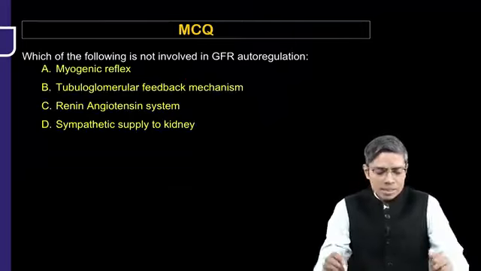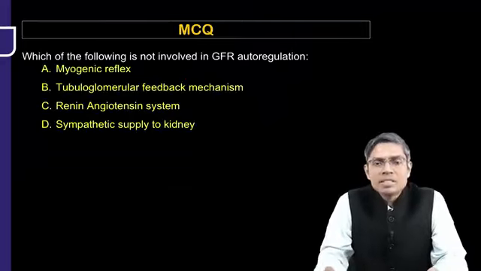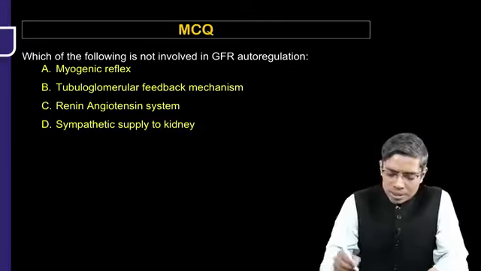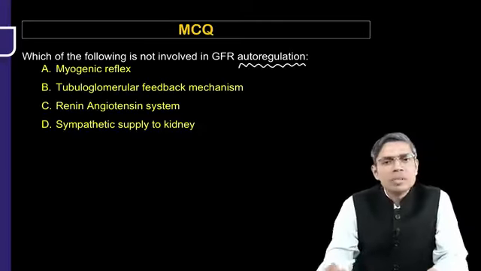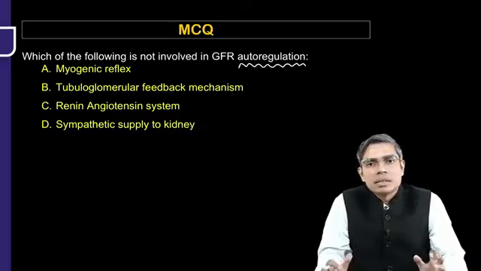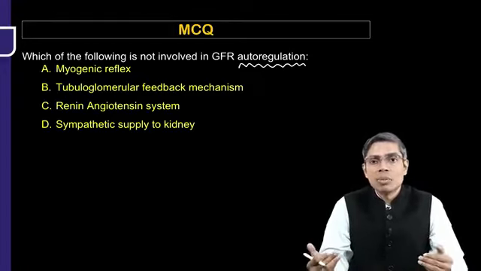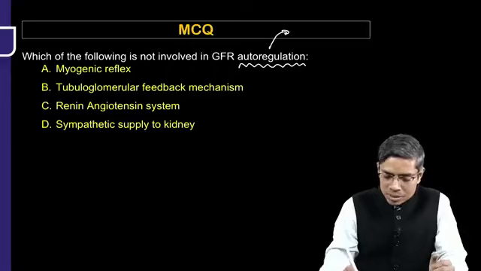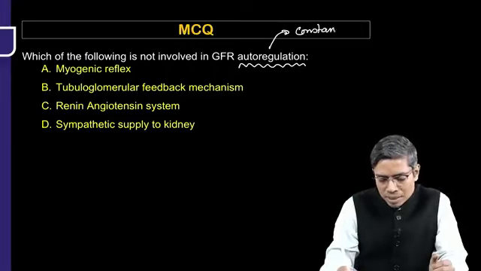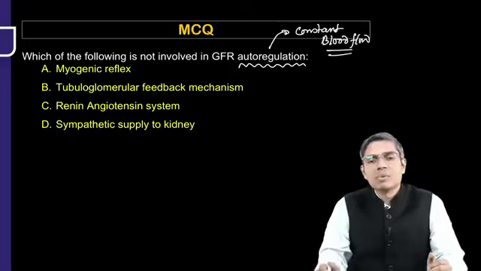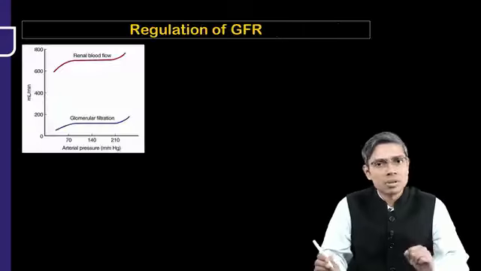You understood? Okay. Next is, which of the following is not involved in GFR autoregulation? So you know that there is something called autoregulation. What do you mean by that? Certain vital organs in our body, like brain, heart, kidney, have autoregulatory capacity. The organ itself can regulate its own blood flow. Autoregulation is the constant maintenance of blood flow into an organ irrespective of blood pressure change. That is the meaning of autoregulation.